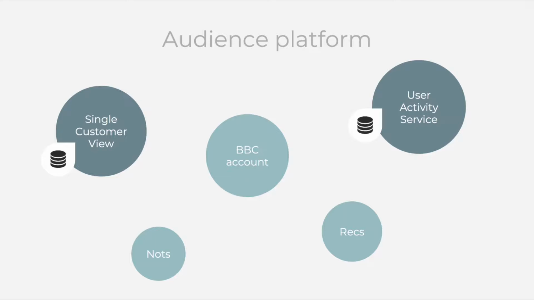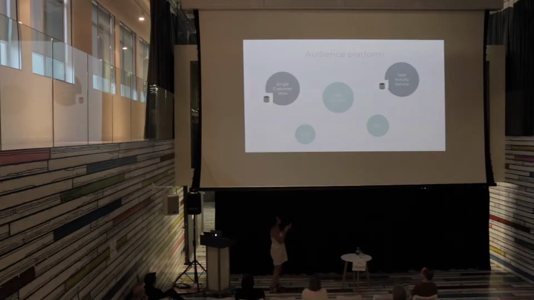So for example, when you play a video, it's an activity to play a video. When you read an article, it's an activity. When you bookmark something, it's an activity. So everything goes to that database called User Activity Service.